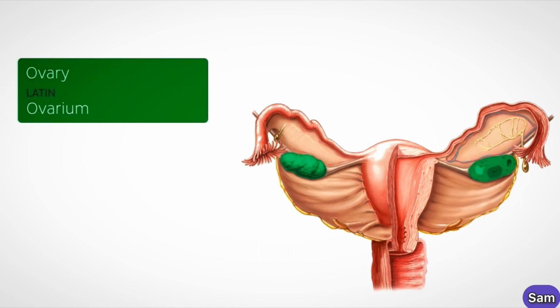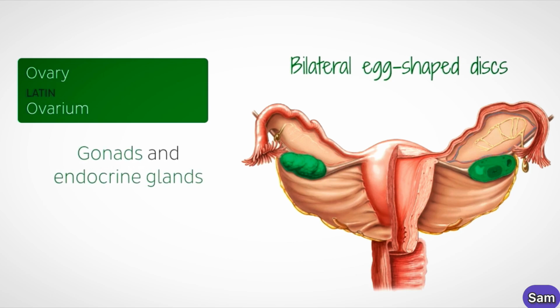The ovaries are a bilateral pair of flattened egg-shaped discs, which themselves are egg-producing organs, as well as endocrine glands, analogous to the testes in a man. In women, however, this structure is found in the pelvic cavity on either side of the uterus, which we can see in this image. In order to understand the function of the ovaries, we have to look at their microscopic anatomy.